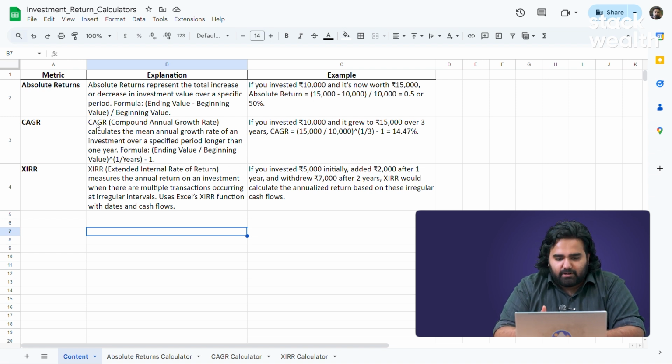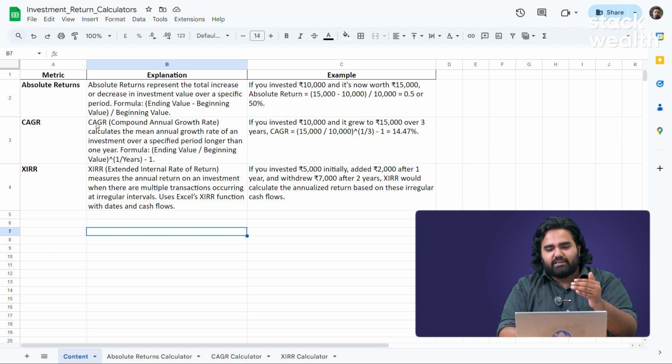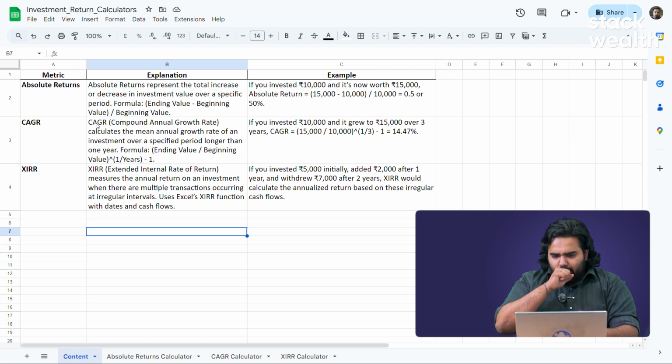So if you take the same example, if you invested 10,000 rupees, grew to 15,000 over 3 years, then the CAGR is 14.47%. This means that the investment grew on average 14.47% every year for those 3 years. Now, obviously, this doesn't necessarily mean every year was 14.4%. It means that on average. So what it could be is that 1 year it was 17, 1 year it was 12, 1 year it was 14, 15, right? The average is 14.47%. That is something that you should keep in mind.